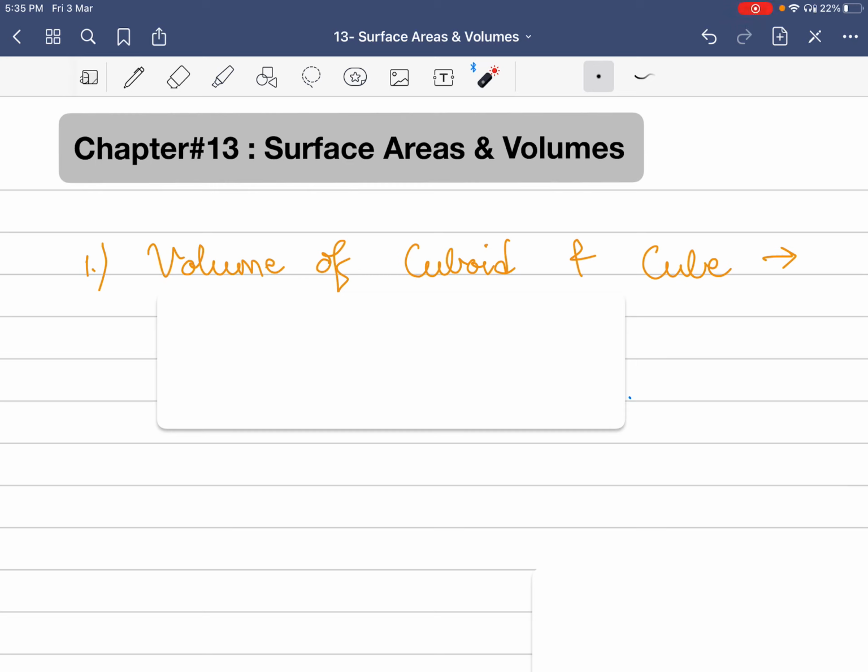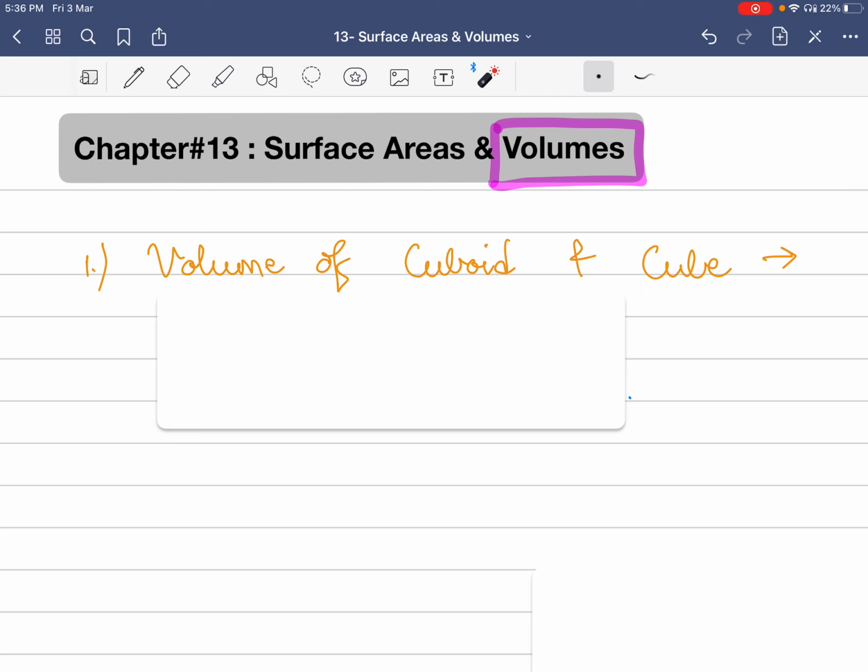So in this video of chapter number 13, surface areas and volumes, we are finally going to start with the volume section of this chapter. So far we have just focused on the surface area section of this chapter. We saw different three-dimensional solid figures and we calculated their surface areas. We started with cuboid, cube, then we went to cylinder, we went to cone, and finally we saw sphere and hemisphere. For all these three-dimensional solid figures, we focused on how to calculate their surface areas.